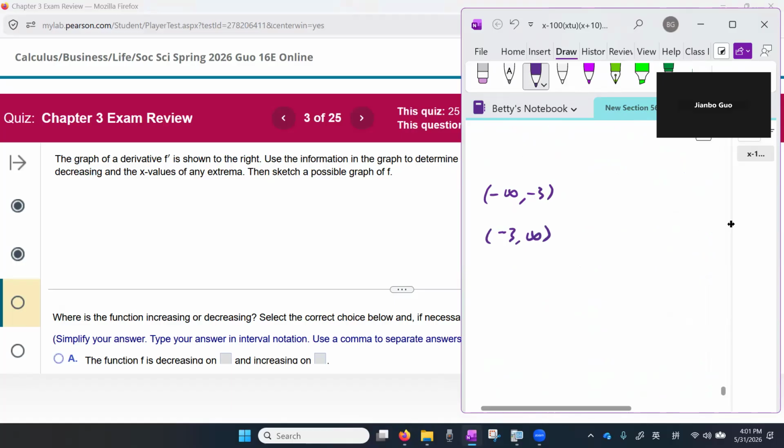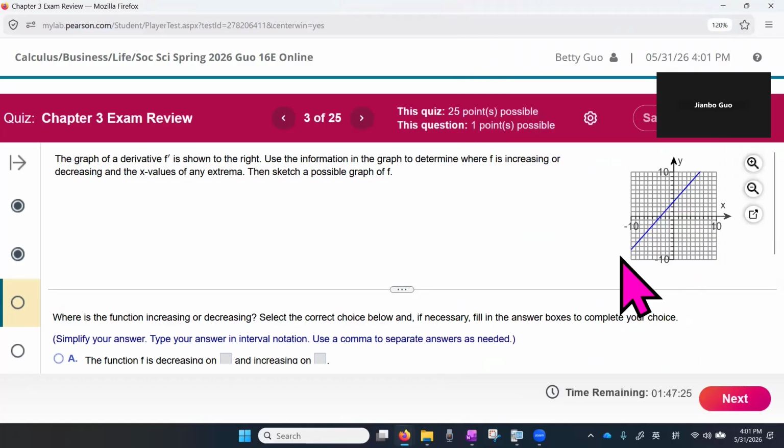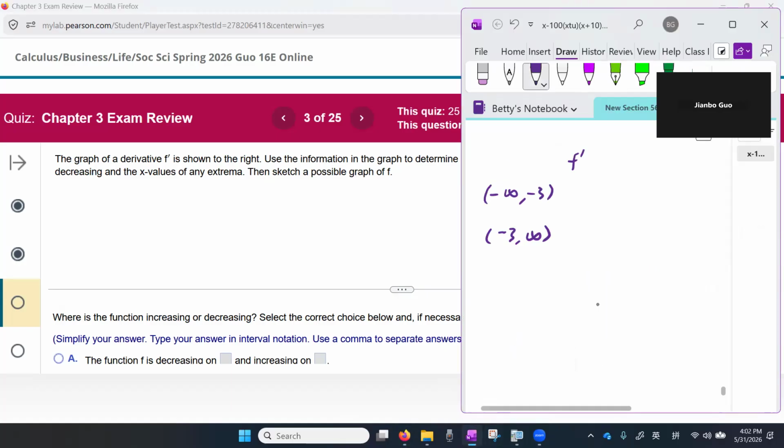So from negative infinity to 93, f prime is less than 0 because it's below the x-axis, right? From 93 to positive infinity, f prime is positive because it's above the x-axis. So that gives the function f.